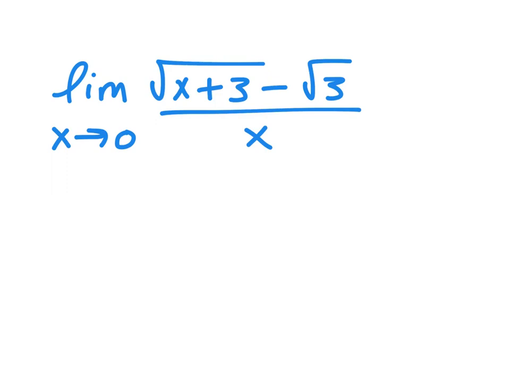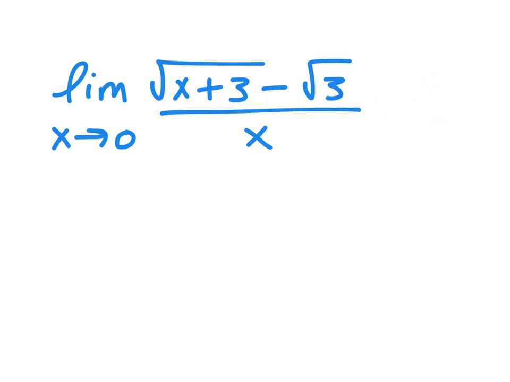Another type of limit that could potentially give us the indeterminate form would be one involving a radical. In this case, if I plug in 0 for x, I'm going to end up with root 3 minus root 3 on top, which would give me 0 on top, over 0 on the bottom. That is your indeterminate form, which says there probably is an actual answer for this limit. You're just going to have to do more algebra to actually find it.